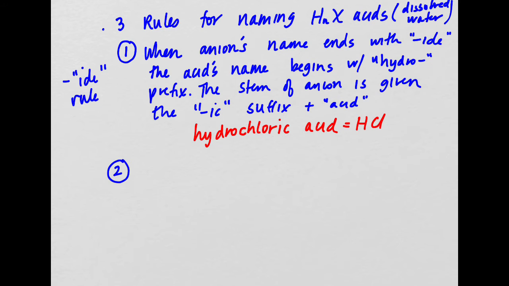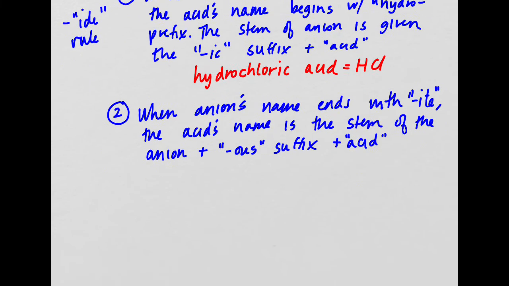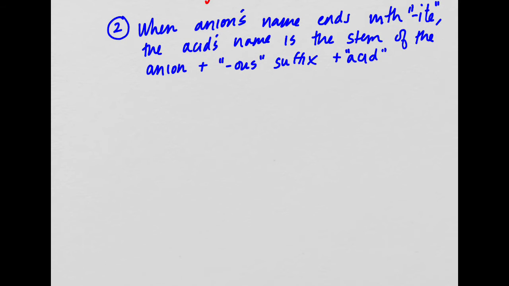So let's write the rule out here. When the anion's name ends with ite, the acid's name is the stem of the anion plus the ous suffix plus the word acid. So if we look at an example, we have H2SO3. I know this is an acid because I have many H plus ions here with a negative polyatomic anion. So this is definitely an acid.